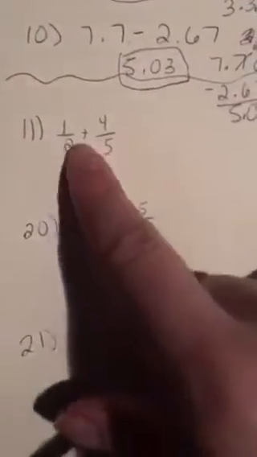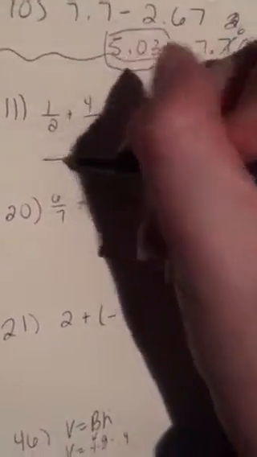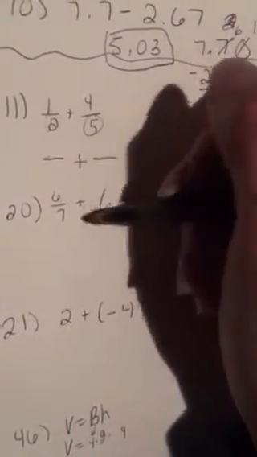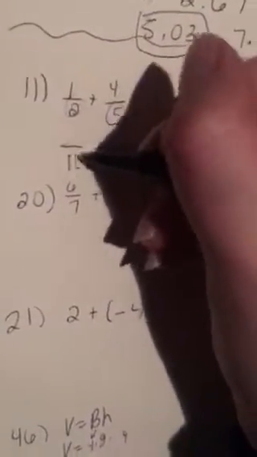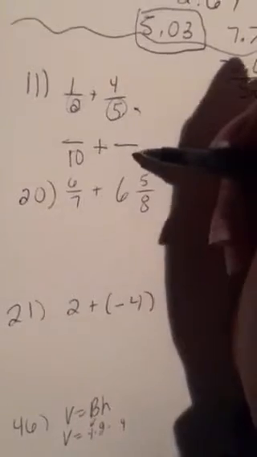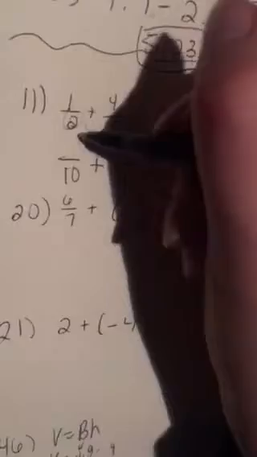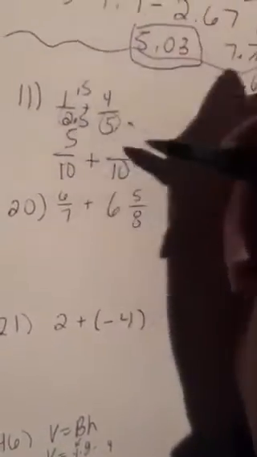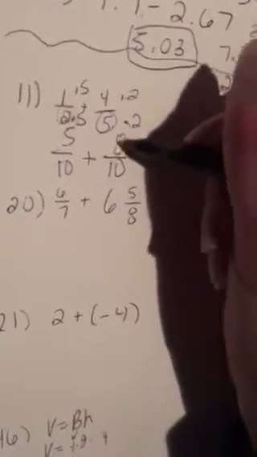Now skipping over to number 11. Number 11, you're adding fractions. You should know that I can't add fractions with unlike denominators. But I do know that 2 and 5 have a common denominator of 10. Because 2, 4, 6, 8, 10, and then 5, 10. Both 2 and 5 go into 10. So 2 times 5 makes 10. 1 times 5 makes 5. 5 times 2 is 10. 4 times 2 is 8.